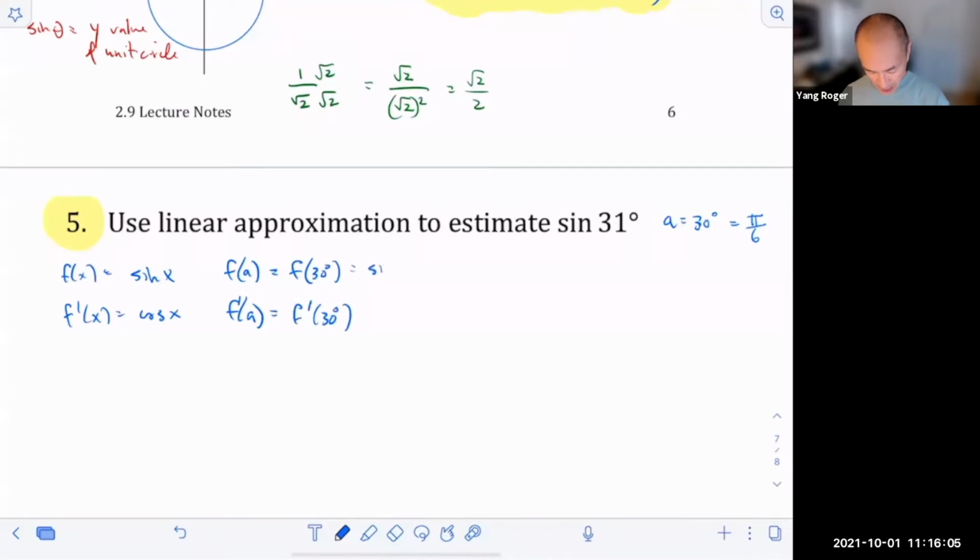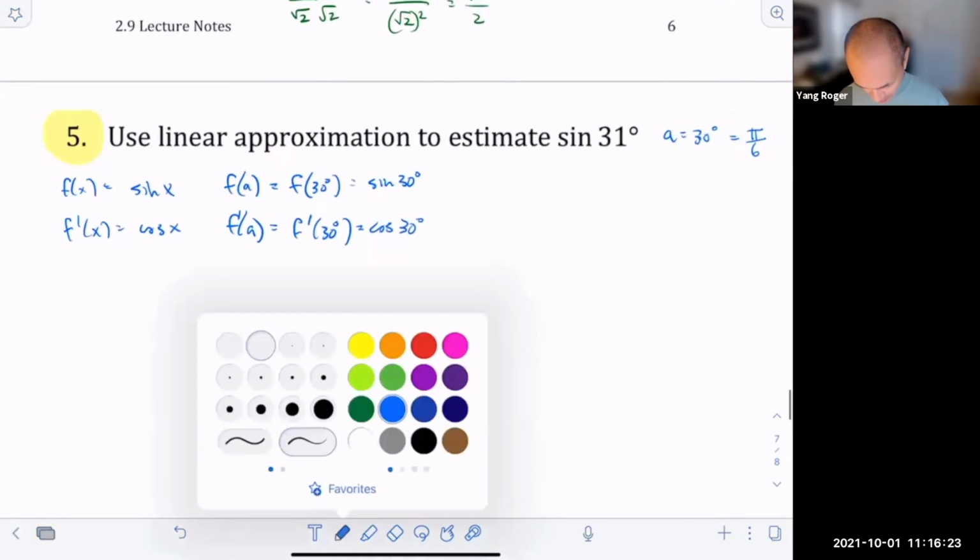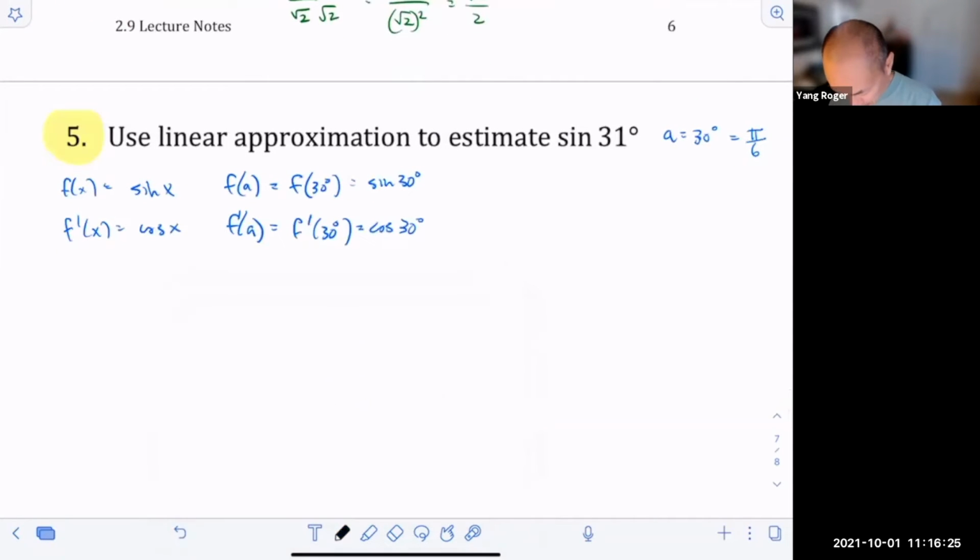So we're going to have to figure out what sine of 30 degrees is, and what cosine of 30 degrees is. So we know this is just going to be some sort of 1/2, rad 3/2 pair. This time for a variety, or somewhat variety, I'm going to start with the unit circle and turn it into a right triangle approach.